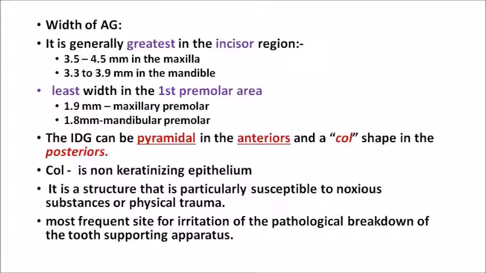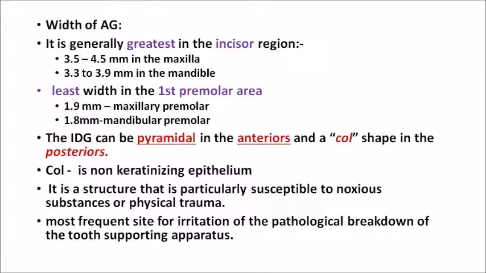Now coming to the next portion of gingiva, the interdental gingiva. The interdental gingiva is a pyramidal structure in the anterior region and it is cone shaped in the posterior region. So this portion, the col, is a non-keratinizing epithelium. Therefore, it is a structure that is particularly susceptible to noxious substances or physical trauma, and it is the most frequent site of irritation or pathological breakdown. So the col is a non-keratinizing epithelium.